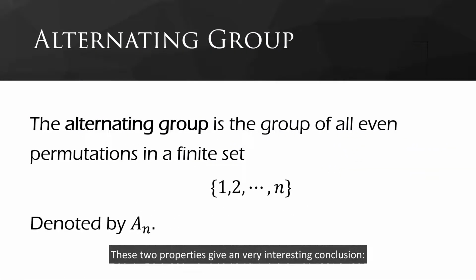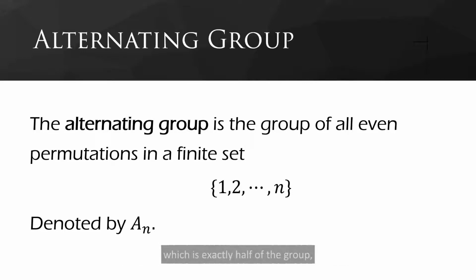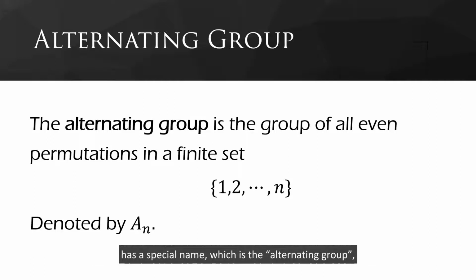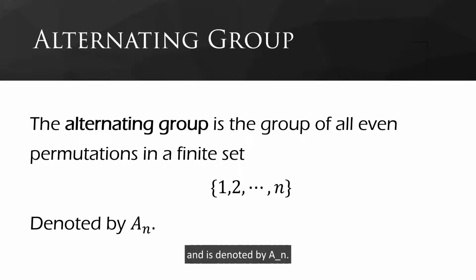These two properties give a very interesting conclusion. If we delete all the odd permutations in a group, which is exactly half of the group, the remaining cube group is still a group. Actually, this group that contains all even permutations in a finite set has a special name, which is the alternating group, and is denoted by A sub n.